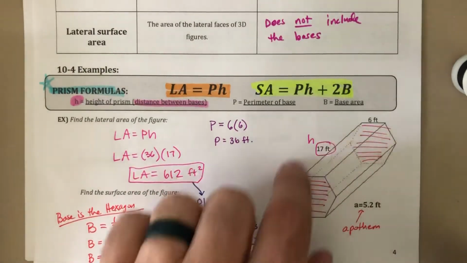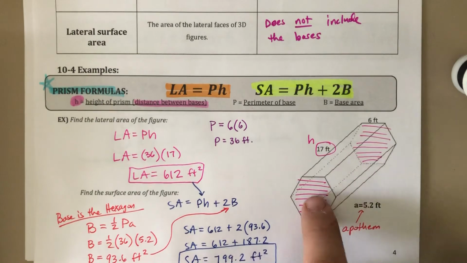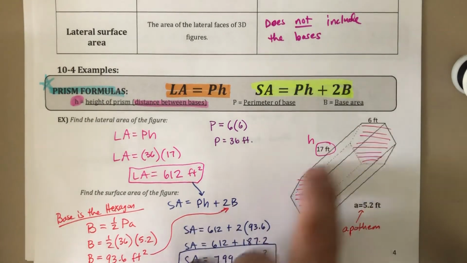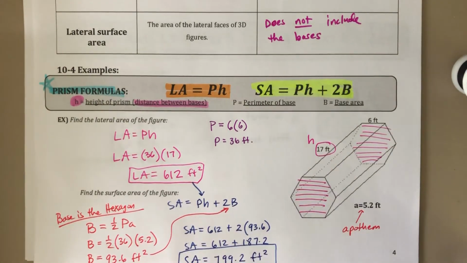Okay, so if you're looking at this picture again, right, the bases are the hexagons, so what's the height? It's how far apart are they? That's our height right there.